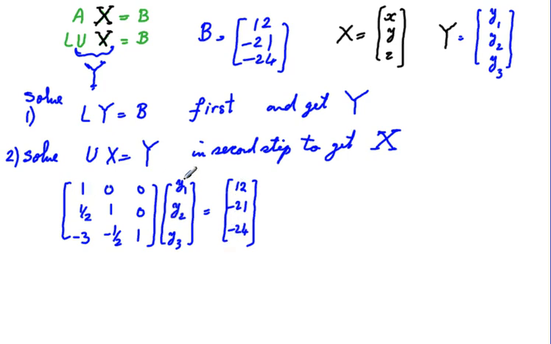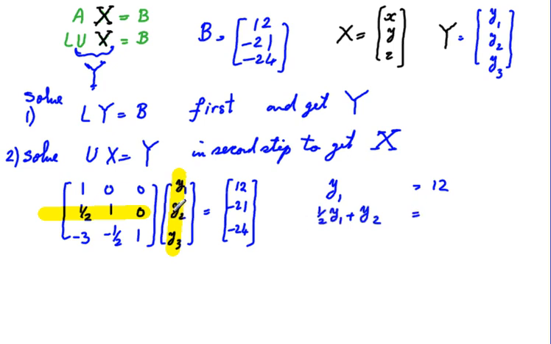I say 1, 0, 0 times y1, y2, y3. What is this? So y1 is equal to 12. Second step, what do I have? 1/2 y1 plus y2. What am I doing? I'm taking this row, multiplying by this column. What's going to be left when I do that?